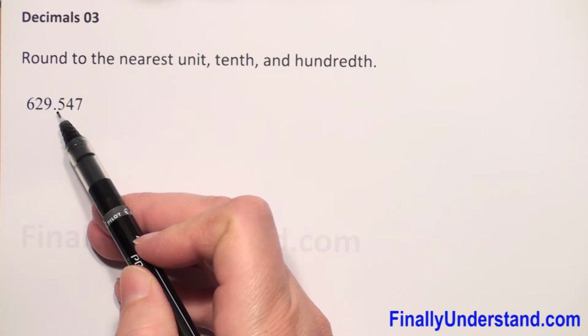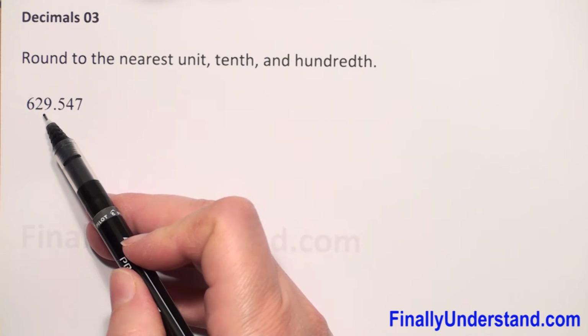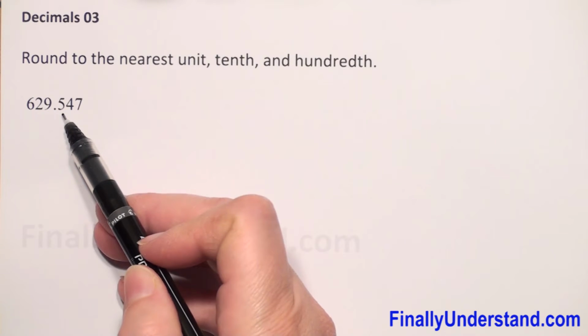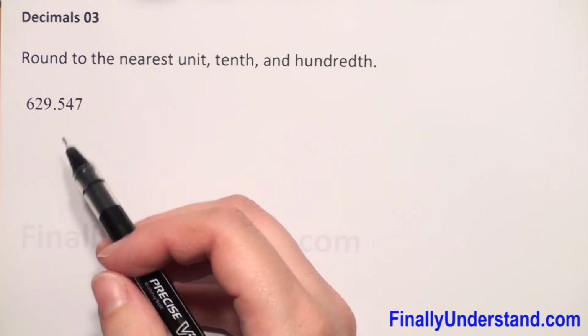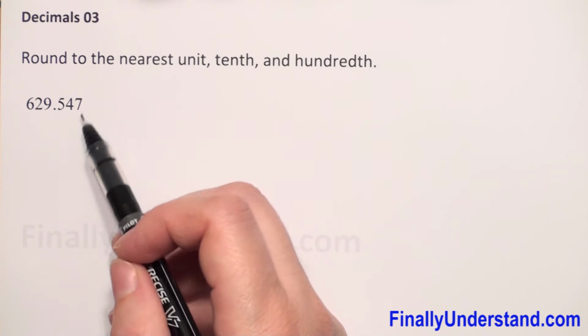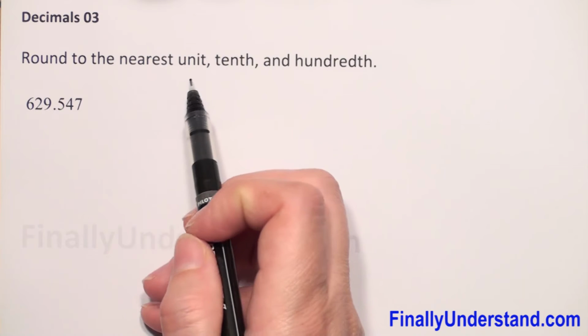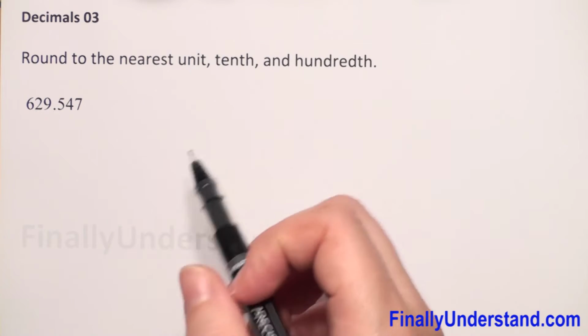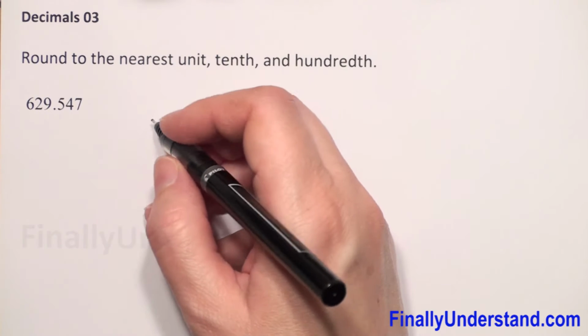We have a given decimal number. Why? Because we have a decimal point. And the decimal point goes between ones and tenths, or we can say units and tenths. So we have a decimal number and we need to round this decimal number first to the nearest unit, next tenth and hundredth. So first let me rewrite our number.